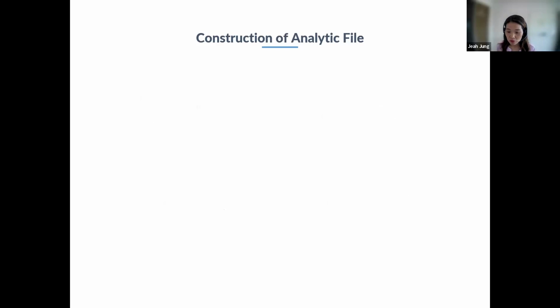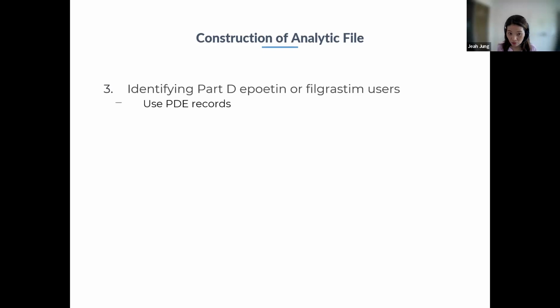Right. So we need to identify what? Users of epoetin or filgrastim. But for users here, we have to separate out those who use Part D drug or those who use Part B drug. Where do we get the Part D, D as in dog, Part D epoetin or filgrastim users? That's in PDE record, right?